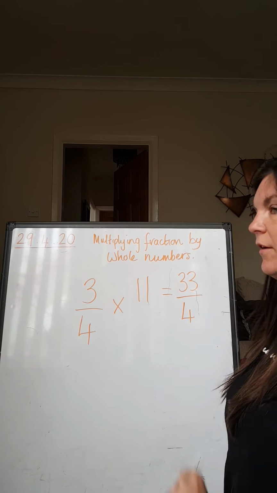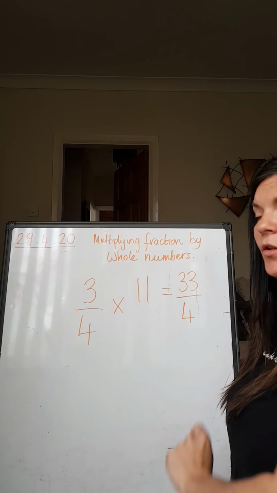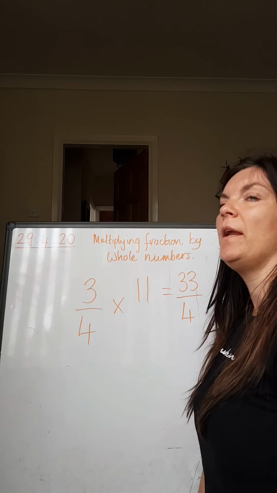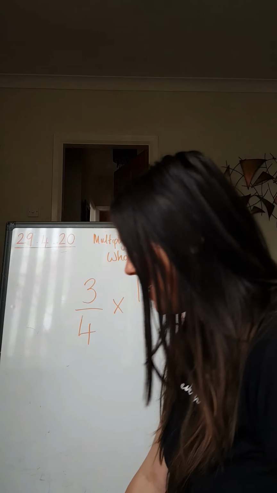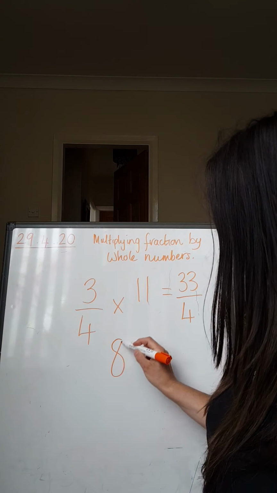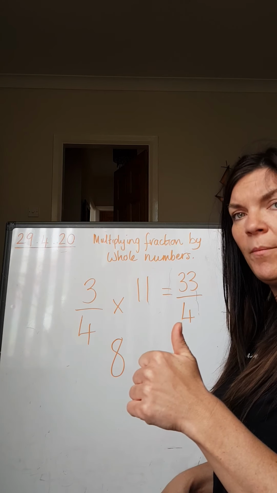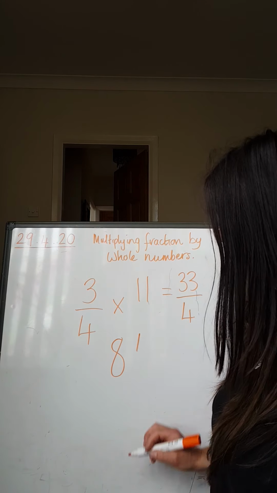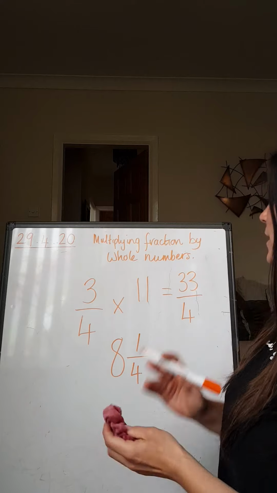Now we've been doing this for a couple of days now. How many 4s can I fit into 33? Because this is an improper fraction. It's bigger on the top than it is on the bottom. How many 4s can I fit into 33? 4, 8, 12, 16, 20, 24, 28, 32. So I can fit 8 in, so the answer is going to be 8. And what's left over from 32? There's 1 left over, a remainder of 1. 1 what? 1/4.